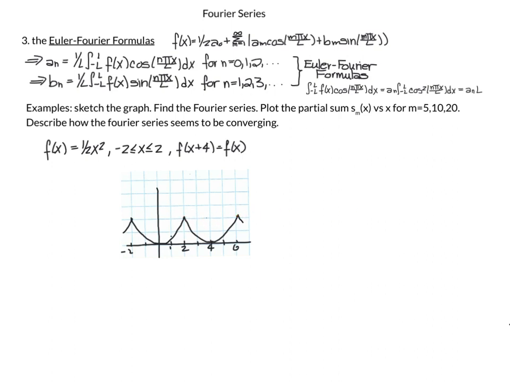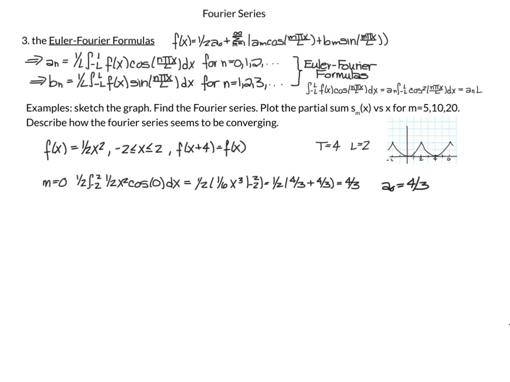So right between -2 and 2 is 4, so I just kind of move this whole graph over, and it keeps kind of repeating. To find the Fourier series, I'm going to start with m equals 0 to plug into my formula a naught here, and I have 1 over L.